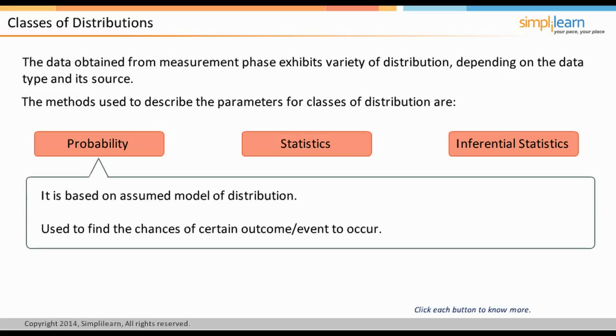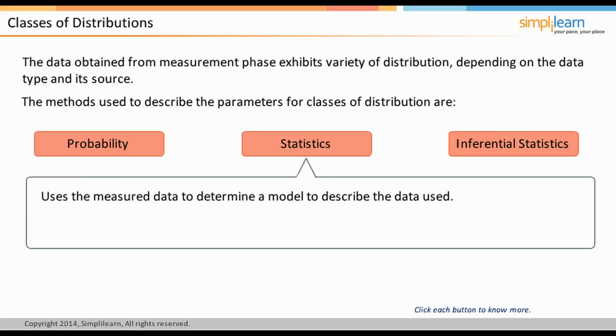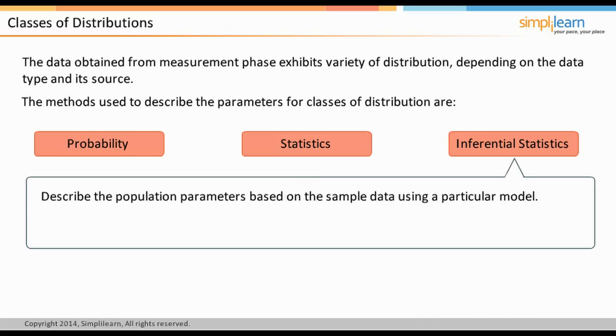Probability is based on the assumed model of distribution, and it is used to find the chances of a certain outcome or event to occur. Statistics uses the measured data to determine a model to describe the data used. Inferential statistics describe the population parameters based on the sample data using a particular model.